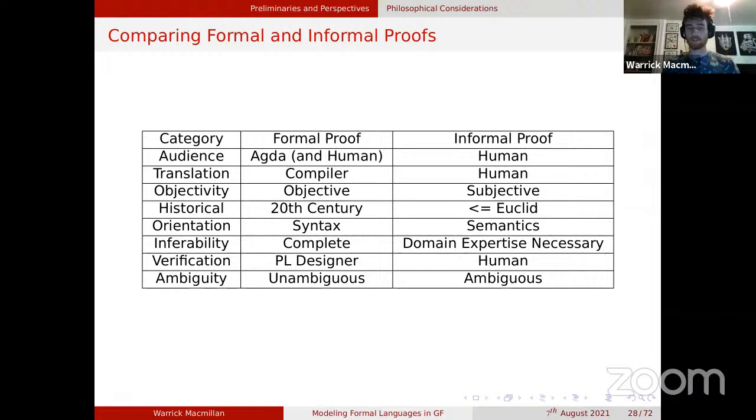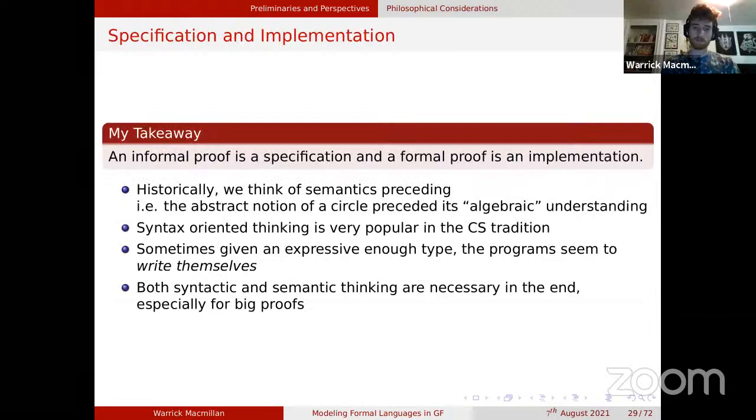Formal proofs are unambiguous and informal proofs are often ambiguous. So informal proofs are a specification and a formal proof is an implementation; that's the main way I've been thinking about it. A specification doesn't necessarily contain all the information for everything to work without fail, but it is an instruction set. And a formal proof is a way of going from the instruction set to the thing you're building.